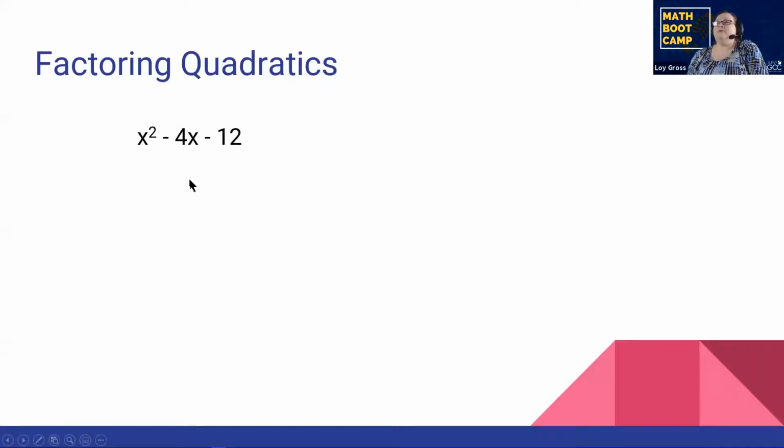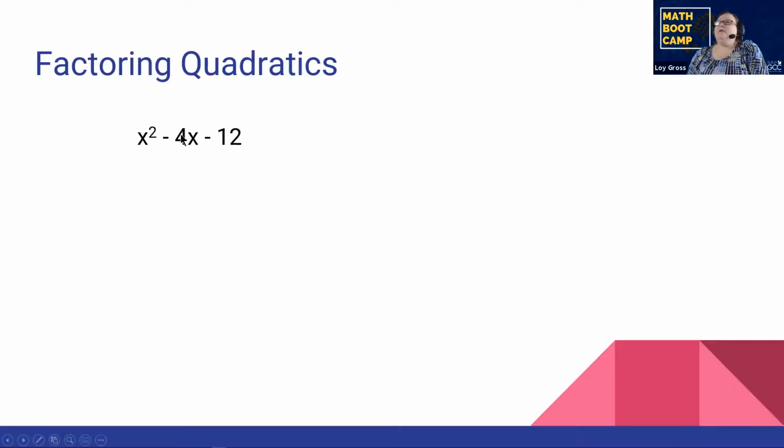Let's look at factoring this first quadratic here. We have an x squared minus 4x minus 12. That's going to factor down into a binomial, something that looks like two two-term polynomials. And you probably have seen these before in high school.